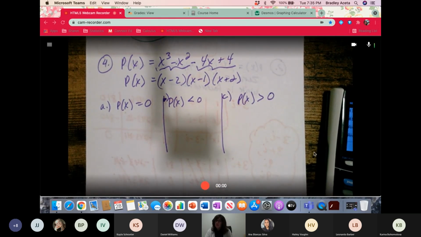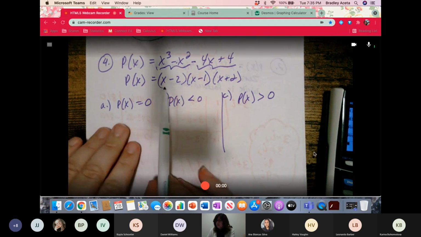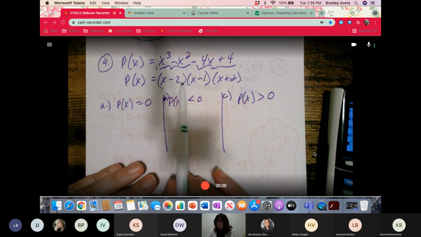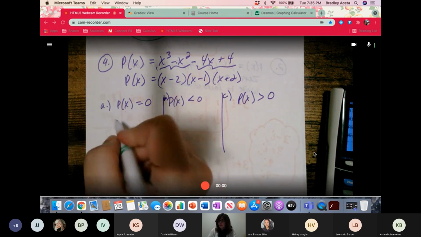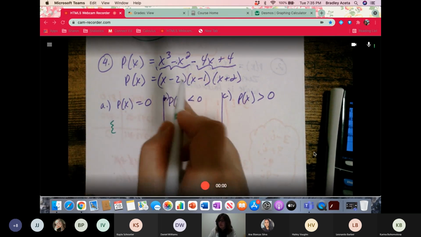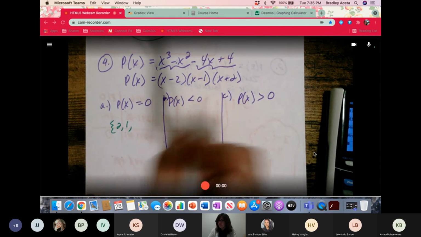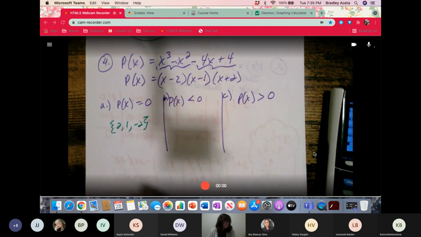And this goes kind of along with what we were doing tonight. What are my answers to this polynomial when it equals 0? Well, it's easy. Just find your zeros. Set that equal to 0, 2. Set that equal to 0, 1. Set that equal to 0, negative 2. Easy.